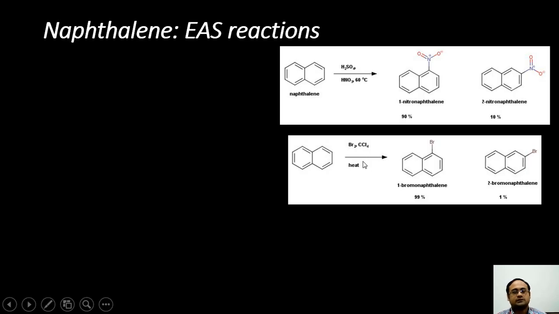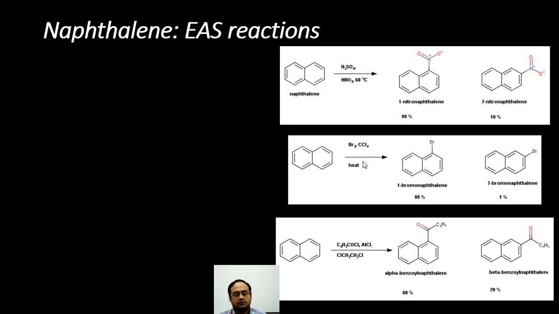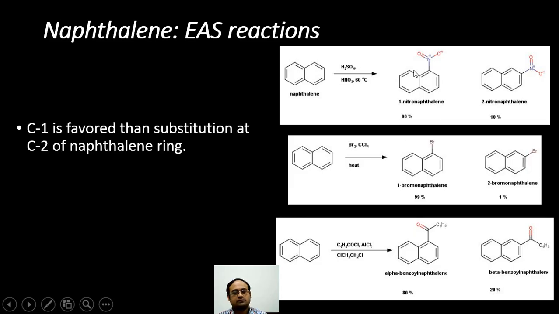Here a Lewis acid is not necessarily required because of the increased reactivity of naphthalene, and similarly naphthalene can undergo Friedel-Crafts acylation reaction in the presence of Lewis acid and suitable solvent, and here you will find that in all three cases that are discussed, the C1 substitution product is favored over the C2. Therefore substitution at C1 is favored in the naphthalene ring.